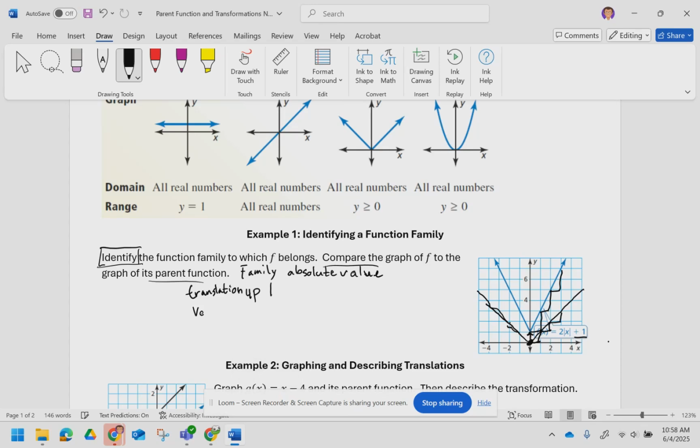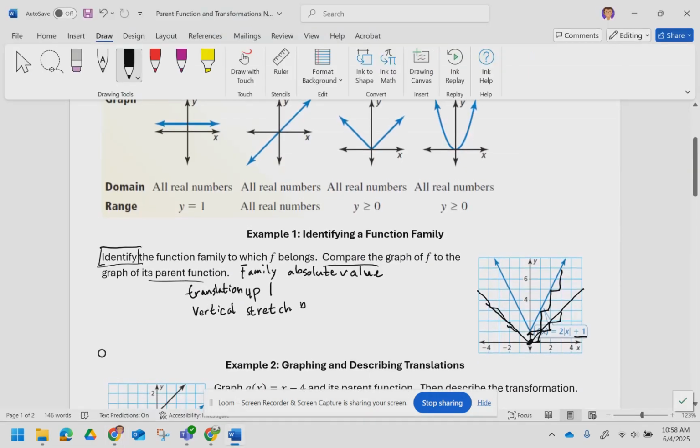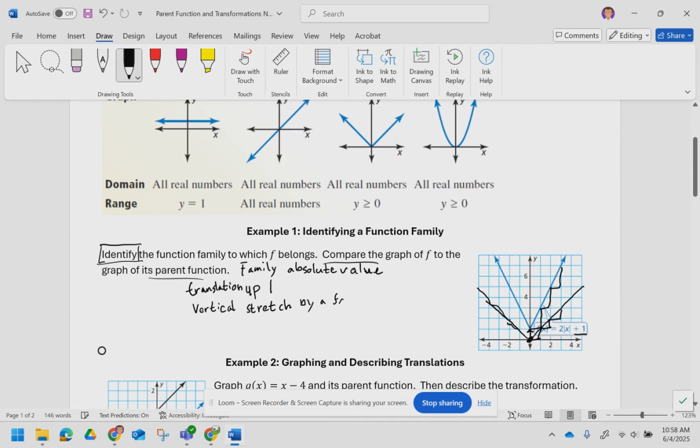Now, we refer to this as a vertical stretch. And hopefully you can see why. The way that it is more stretched out vertically, it's pulled vertically. And we would say that it is stretched by a factor of 2, because it's going twice as much.